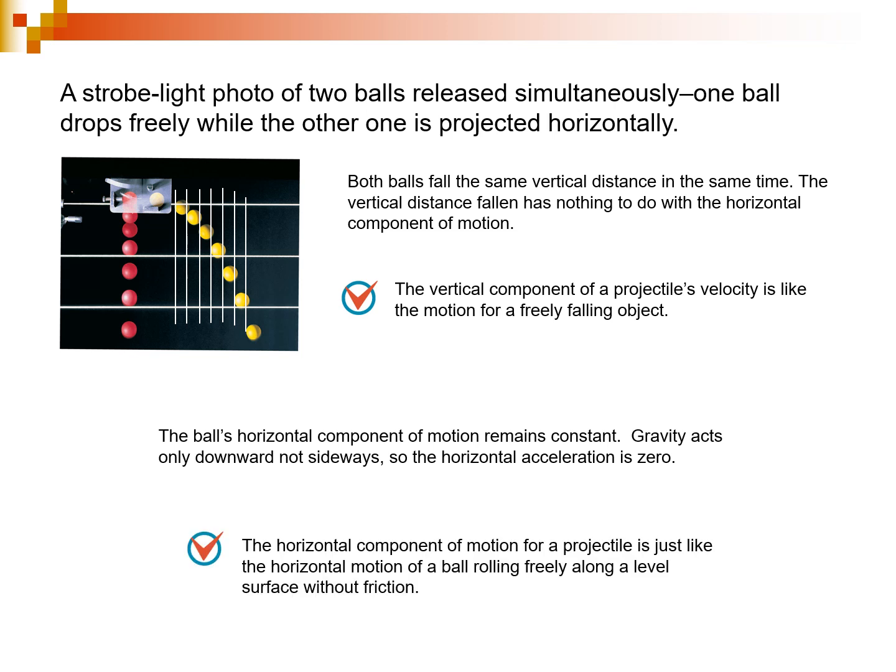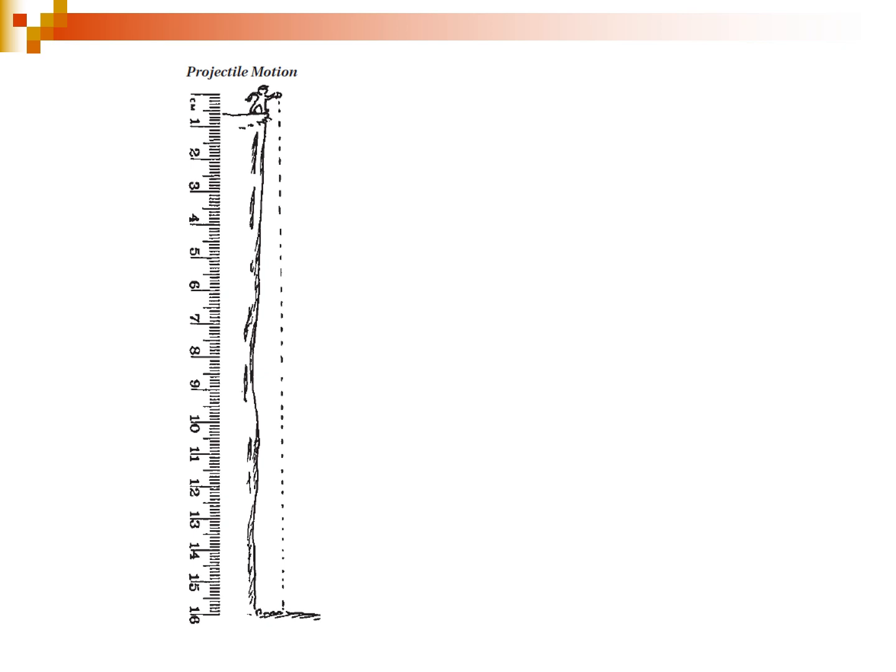The horizontal component of motion for a projectile is just like the horizontal motion of a ball rolling freely along a level surface without friction. Therefore, the horizontal and the vertical components of projectile motion are completely independent of each other. Suppose you have a tennis ball and you dropped it from an 80-meter cliff. Can you figure out where the ball will be at every second? Sure you can, it is free falling.